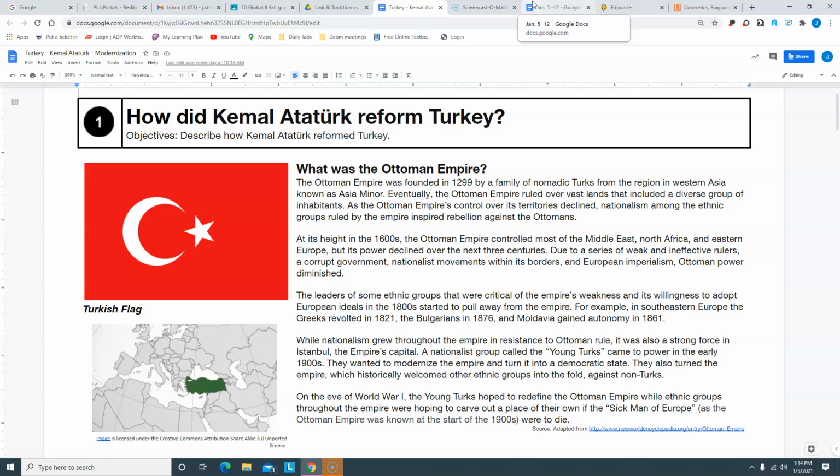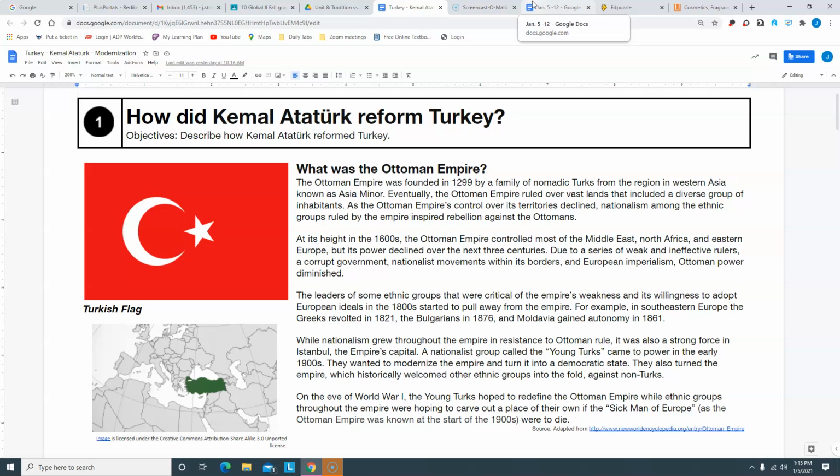All right, so here we're going to get started. You've got two images on the left. That's the Turkey flag, and the map underneath that indicates where Turkey is located. Turkey is in Asia Minor. So what was the Ottoman Empire? The Ottoman Empire was founded in 1299 by a family of nomadic Turks from the region of Western Asia known as Asia Minor. Eventually, the Ottoman Empire ruled over vast lands that included a diverse group of inhabitants.